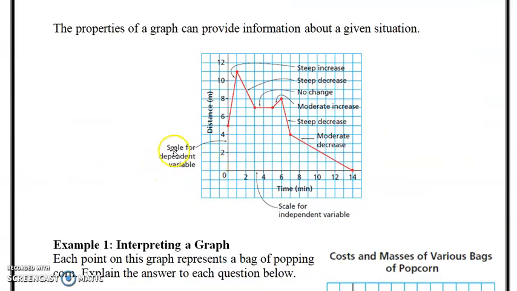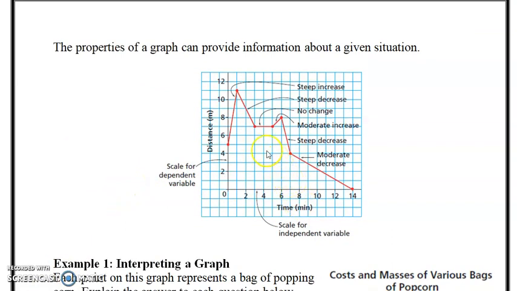Let's look at some of the properties of a graph before we start the next example. The properties of a graph can provide information about a given situation. So here we have the scale for the dependent variable. It's going up by 1. Sometimes you'll skip numbers, like you can put a 5 here and then a 10, or you can go by 2's, whatever. But each block is worth 1 unit. Same with here. The scale is 1.